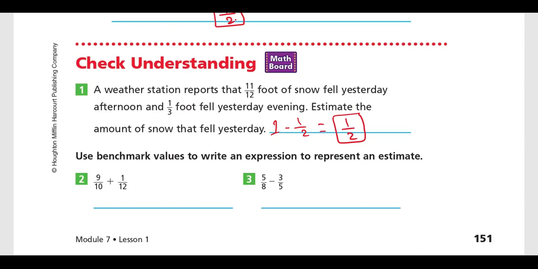Use benchmark values to write an expression to represent an estimate. 9 over 10 is close to 1. 1 over 12 is close to 0. If you add them, it's close to 1. 5 over 8 is close to half, because 5 is close to 4. And 3 over 5 is also close to half. So half minus half is 0. And this is the estimate.